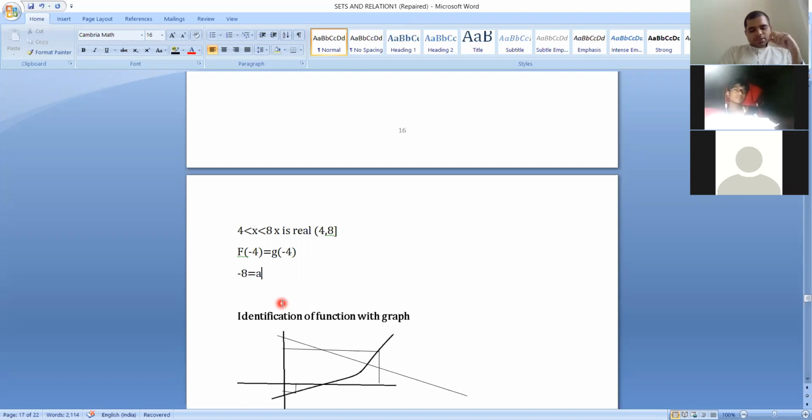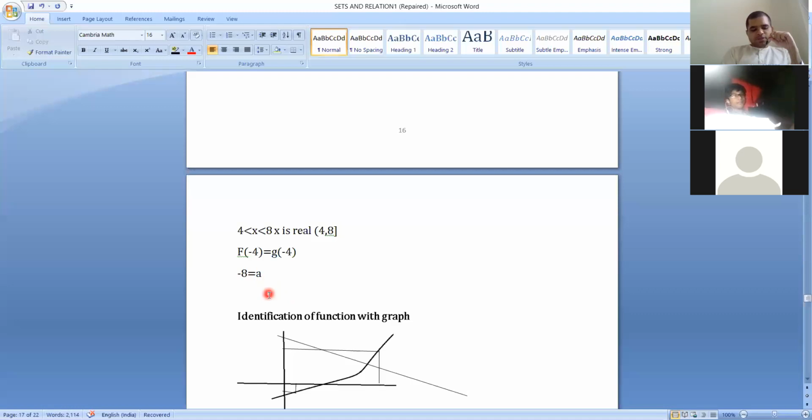So if f(x) is equal to g(x), it means that f of -4 should be equal to g of -4. We calculated f of -4, which is -8, and g of -4 is lambda. So -8 is equal to lambda. So lambda becomes -8.